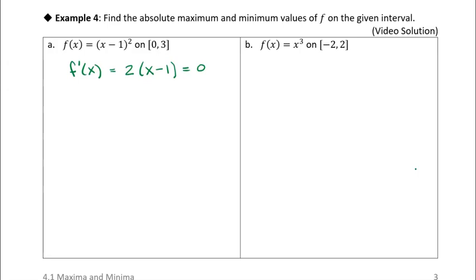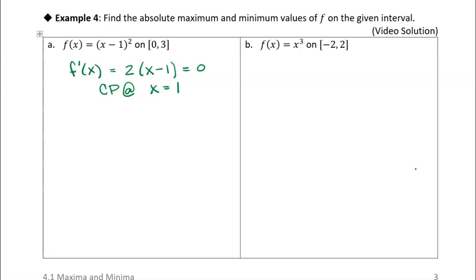So I have a critical point at x equals 1. All right, so now I've identified the critical points. Now I also want to look at the derivative and see if there are any points where the derivative is undefined. And I see that there's nothing. On 0 to 3 anyway, there's nothing. There's no point where the derivative is undefined. So this is my only critical point.